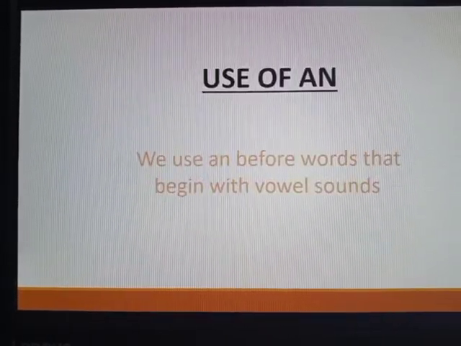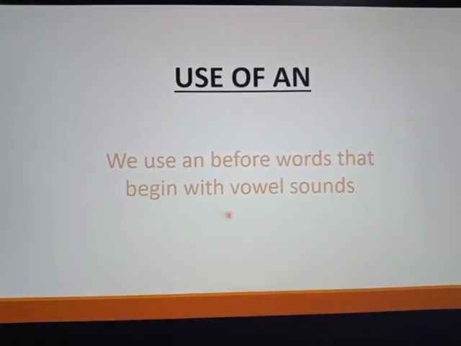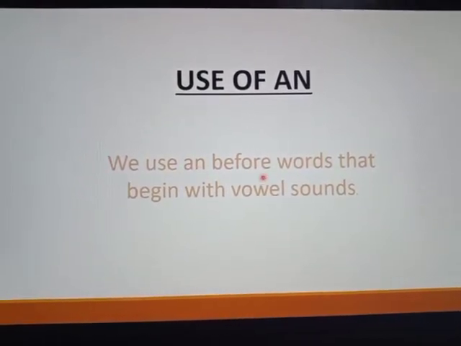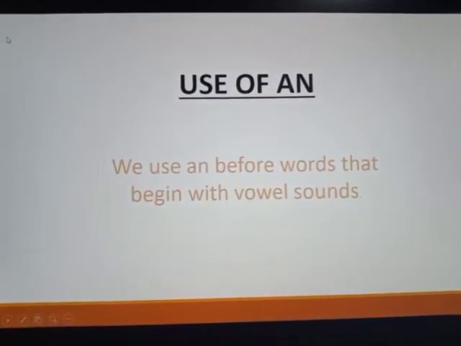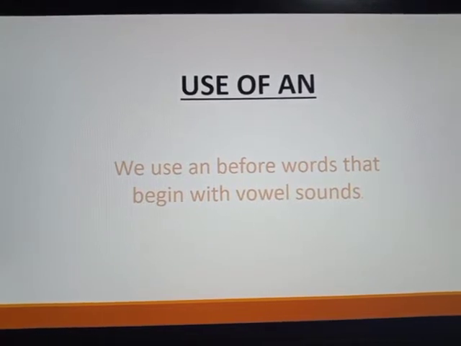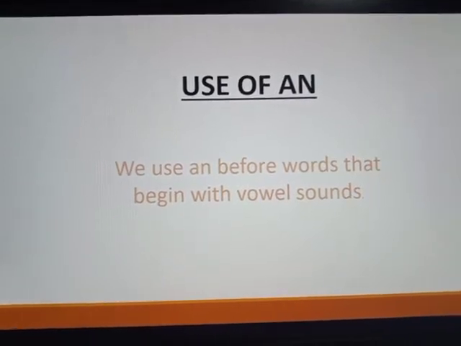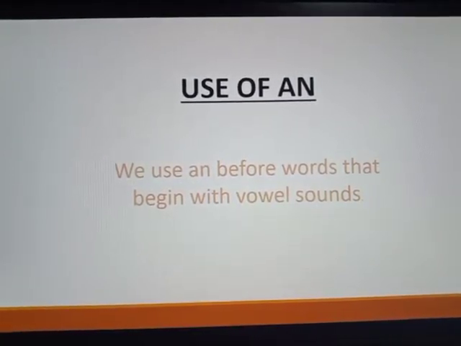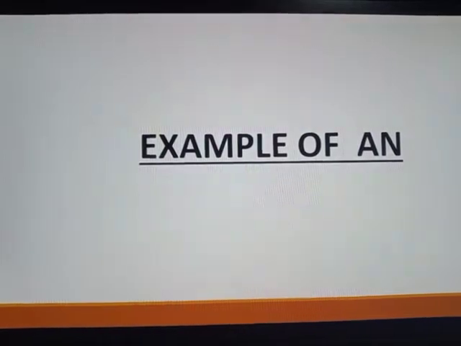So, we use A before words that begin with consonant sounds. Understood? Now, we'll see where to use an and how to use it. We use an before words that begin with vowel sounds. So, how many vowels are there? Correct. There are 5 vowels. So, we use an before words that begin with vowel sounds. There are 5 vowels: A, E, I, O, U. Okay. Now, see the next slide. Some examples of an.